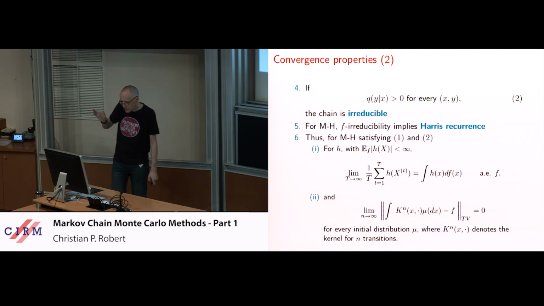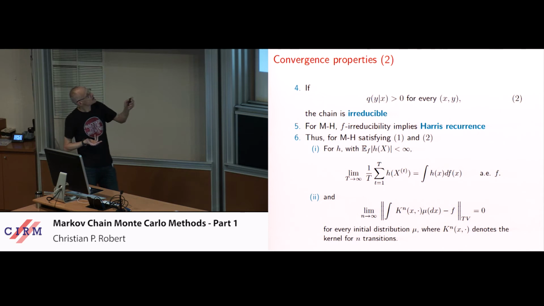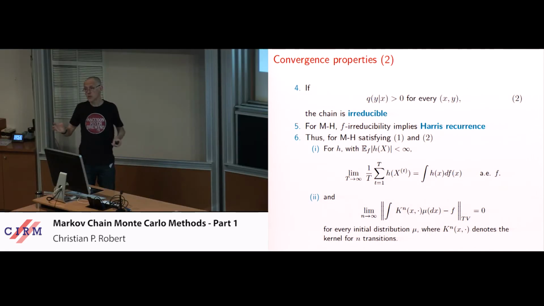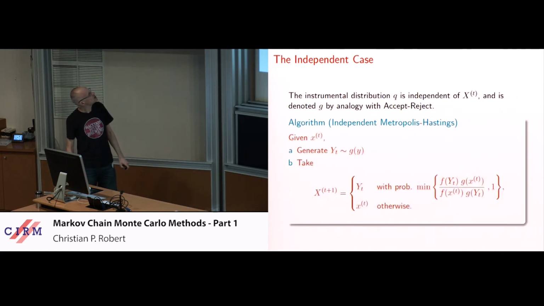Okay, so those are more properties. Irreducibility, again, is an important issue that is not always easy to check. One easy requirement is that Q is everywhere positive on the support of f, in which case irreducibility is guaranteed, but that's not a necessary condition. You may have Q positive on a compact set and still get irreducibility. Okay, let me skip those conditions.